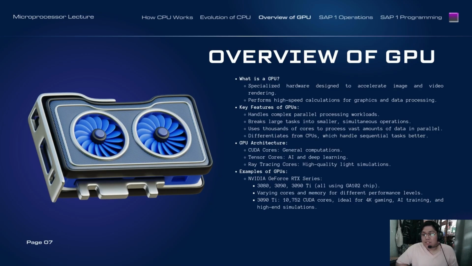These GPUs differ in the number of cores and memory capacity, providing varying levels of performance for different tasks. For instance, the 3090 Ti is equipped with 10,752 CUDA cores, offers extreme computational power, and is ideal for demanding applications like 4K gaming, AI model training, and high-end simulations.